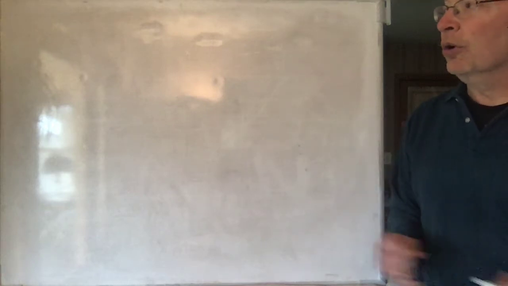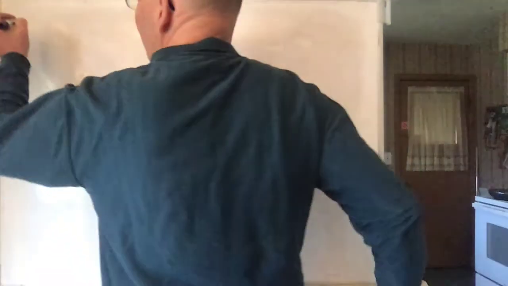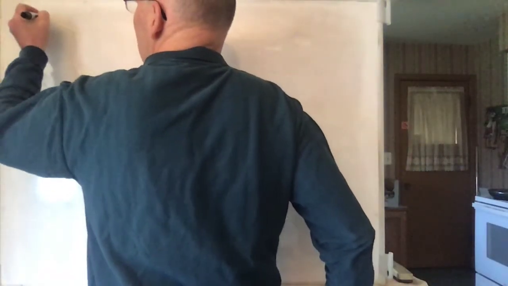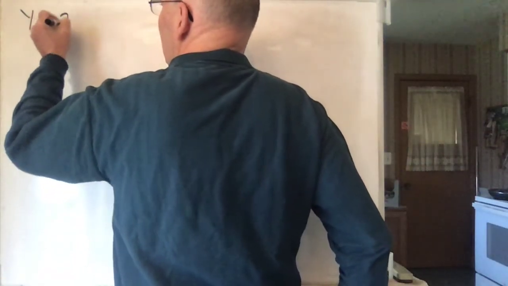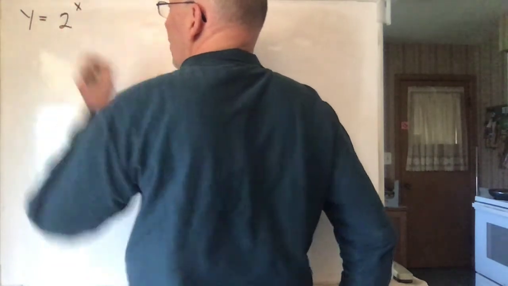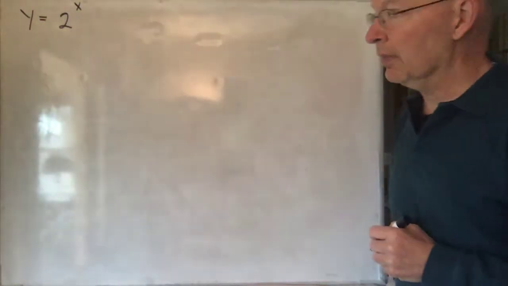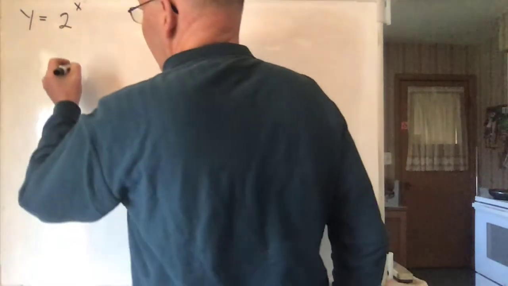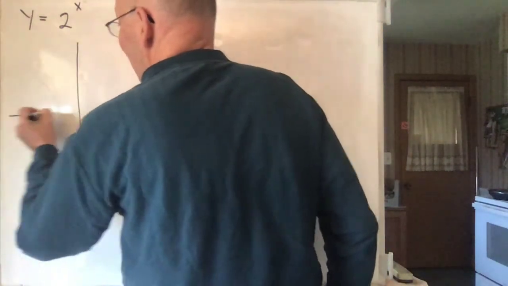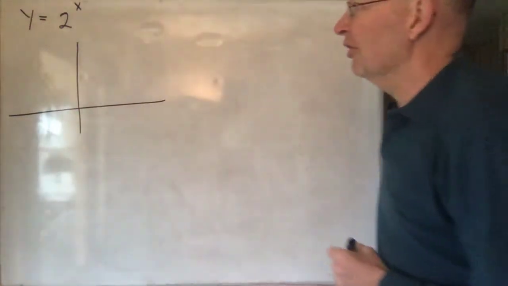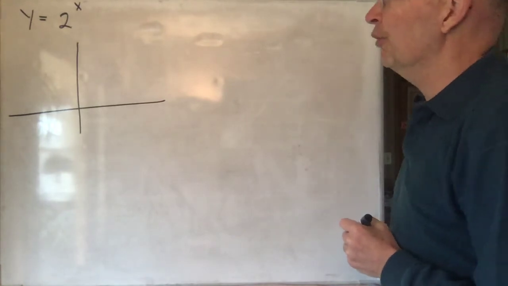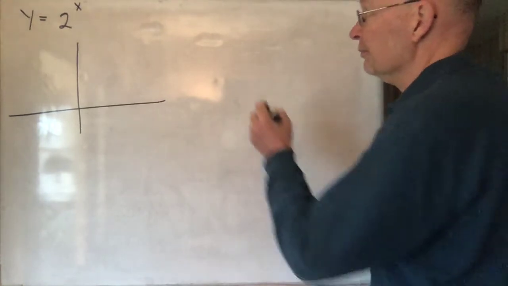Okay, in this lesson we're going to discuss the exponential function. Here's the way you write it: 2 to the x power. That's the first one we're going to look at. And as we've done before, let's just put in some values for x and see what we get.